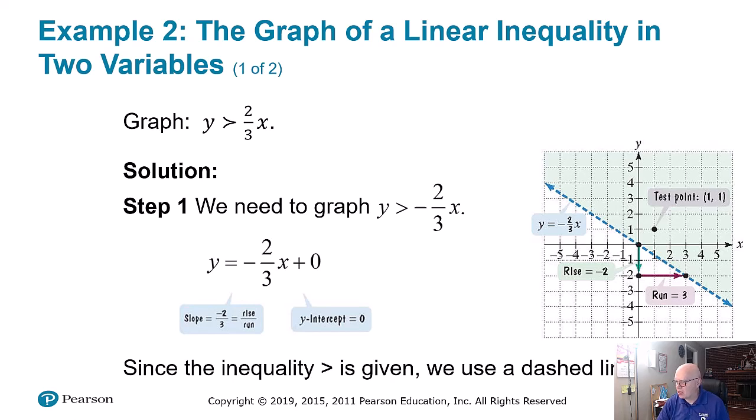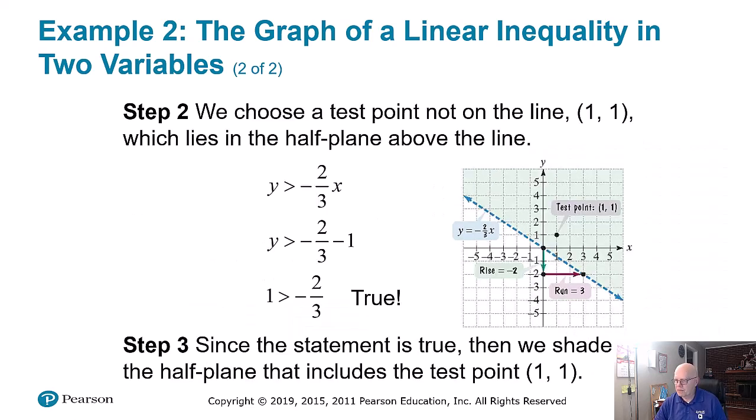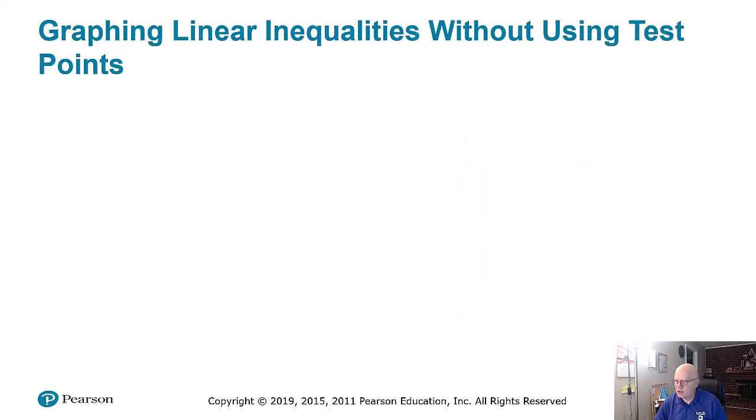See this dashed line we've got? Because it was a strict inequality. No equals are showing right there. They used the point 1, 1, and that turned out to be the correct side of the line. So this was the part that they shaded in with green. There's the test point 1, 1, and so on.